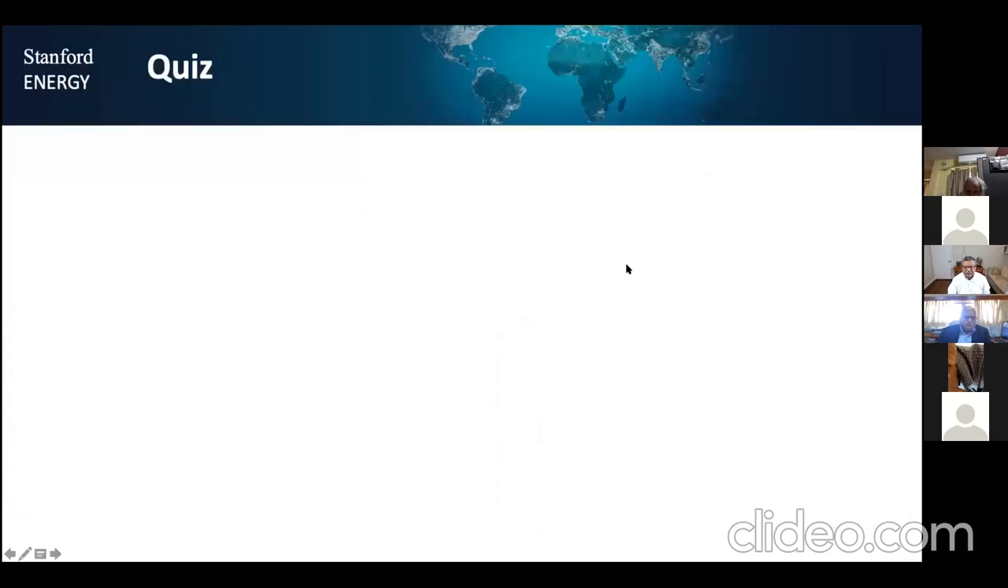If I move ahead, let me interrupt this with a quiz for everyone. I'm going to throw some numbers, and I'd like you to guess what the unit is and what it means. So the first number is one.